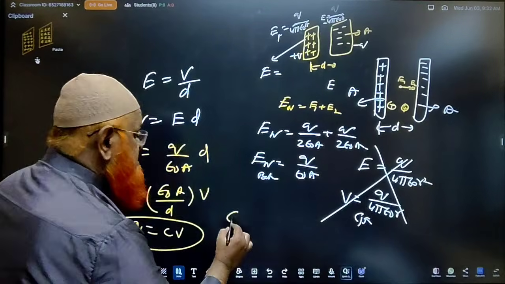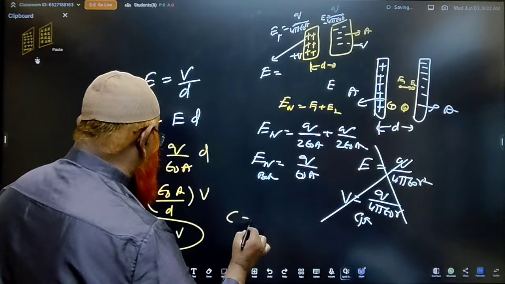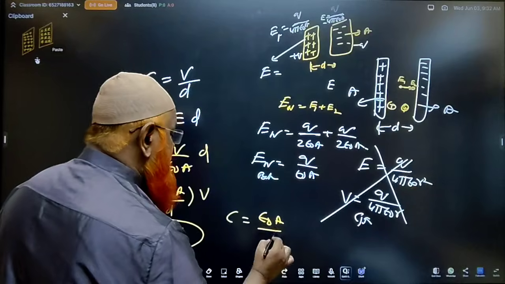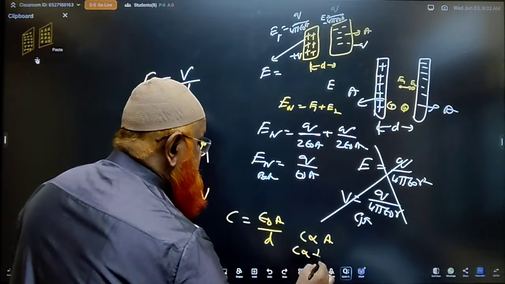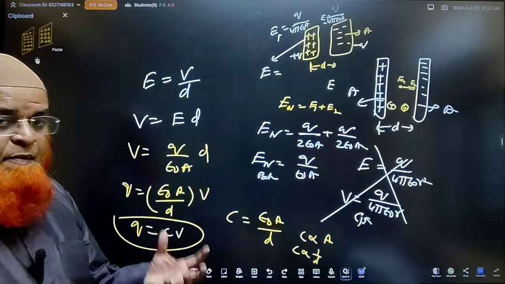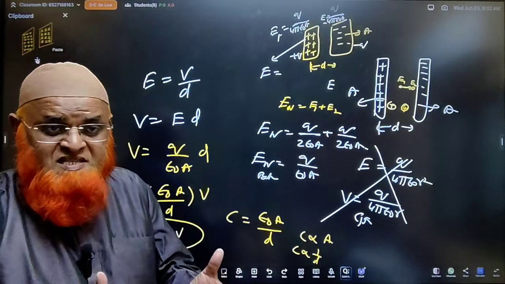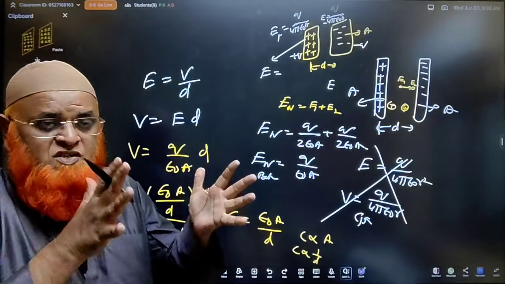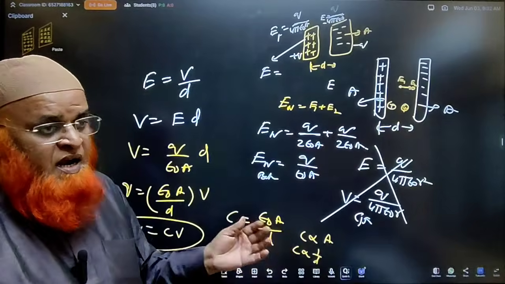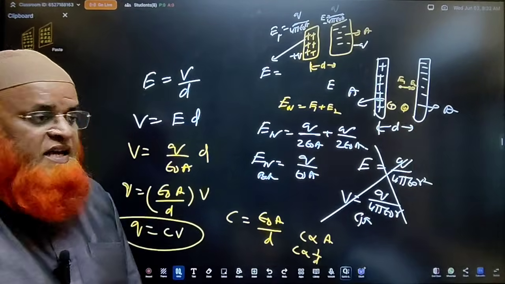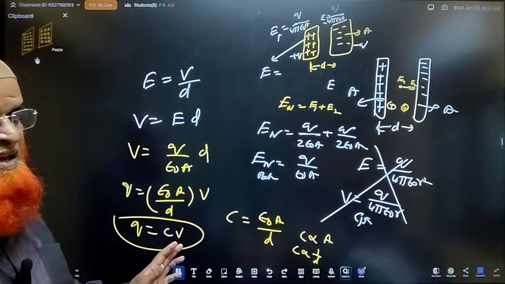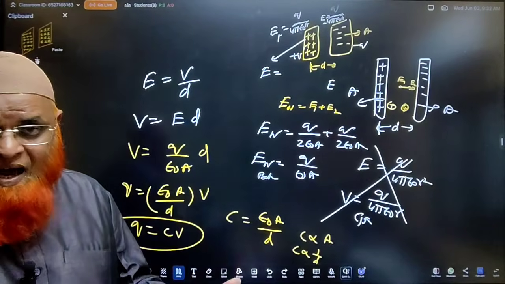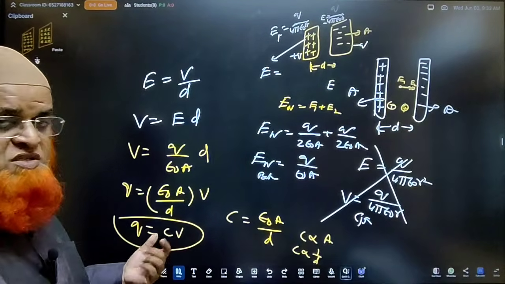What is the C here now? C is nothing but the capacitance of a capacitor, which is epsilon naught A by D. So capacitance is directly proportional to A, and capacitance is inversely proportional to D. If the area of the plate is larger, capacitance is larger. If distance is more, capacitance decreases. So this is the formula for capacitance, and Q is equal to CV. Just like Ohm's law, V is equal to IR in a resistor, Q is equal to CV here.